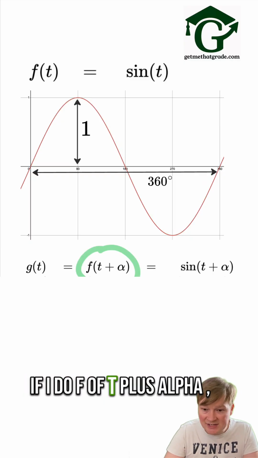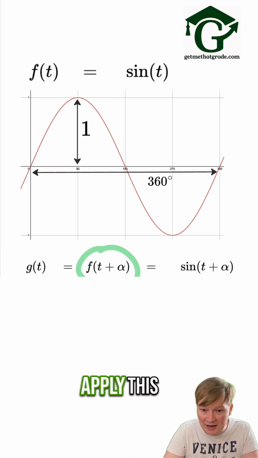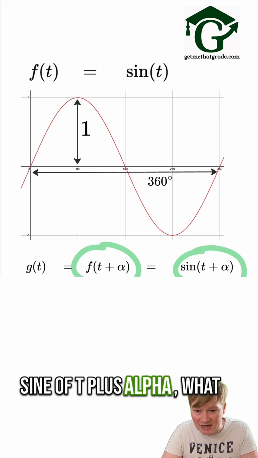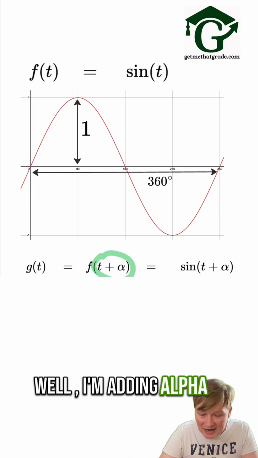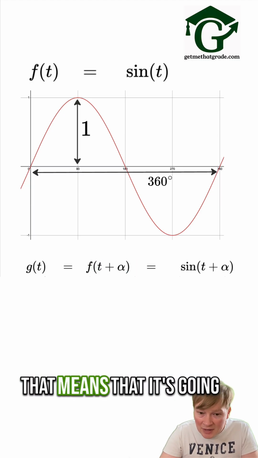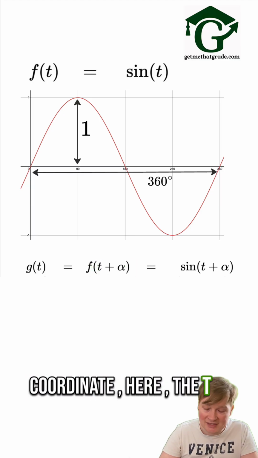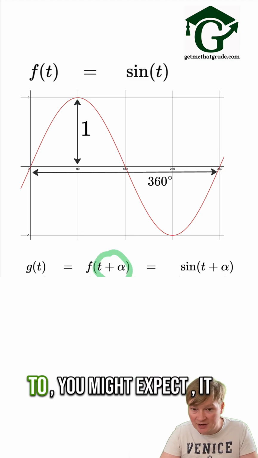If I do f of t plus alpha, so if I take this graph and apply this transformation to get sine of t plus alpha, what would that do to f of t? Well, I'm adding alpha inside of these brackets. That means that it's going to affect the x-coordinate, here the t-coordinate, but in the opposite way to you might expect.